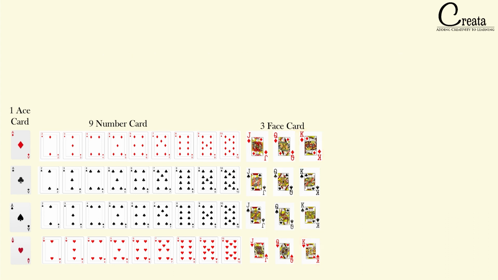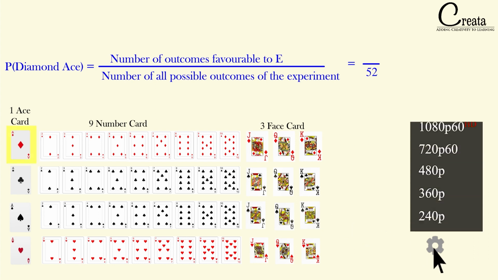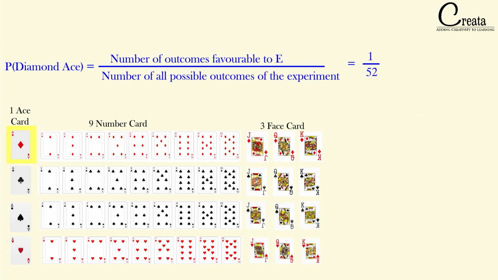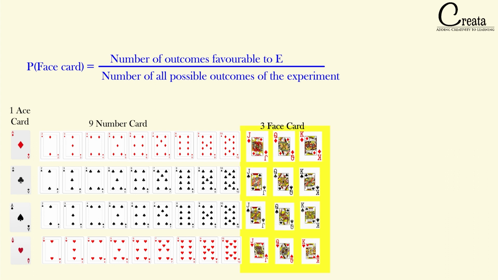Got it? Similarly, if the question is to find the probability of a diamond ace card, what will be the probability? The denominator will remain the same, that is 52, the total cards. And the favorable condition is only 1 diamond ace. We are having a total of 4 aces and the diamond ace, which is asked in the question, is only 1. So 1 by 52 is the answer. Similarly, if the question is to find the probability of getting a face card out of a pack of 52 cards, that will be 12 by 52 because we are having a total of 12 face cards.